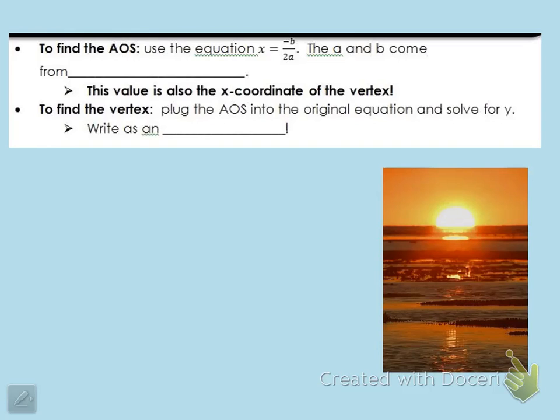To find the AOS, or axis of symmetry, you use the equation negative b over 2a. The a and b come from the standard equation, ax squared plus bx plus c, so it comes from the numbers in front of my x squared and x. To find the vertex, plug the AOS, what you find here, into the original equation and solve for y. Then we write it as a point. The vertex is always a point. In this picture you can see my parabola is right there.